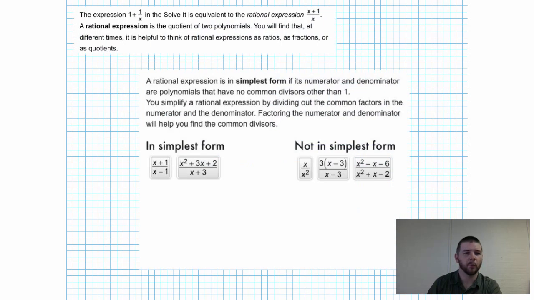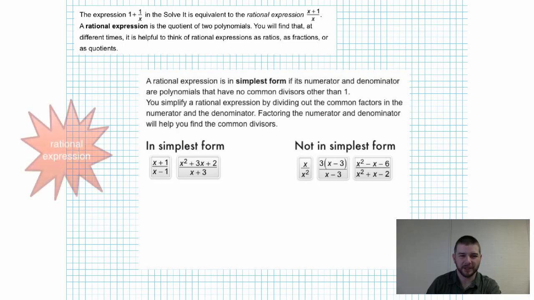The expression 1 plus 1 over x is equivalent to the rational expression x plus 1 over x. A rational expression is the quotient of two polynomials. You will find that at different times it's helpful to think of rational expressions as ratios, as fractions, or as quotients. So let's take another look at this equivalence here. 1 plus 1 over x equals x plus 1 over x.